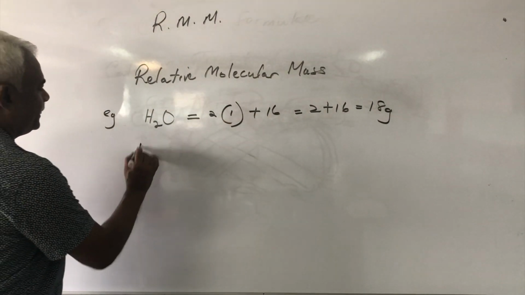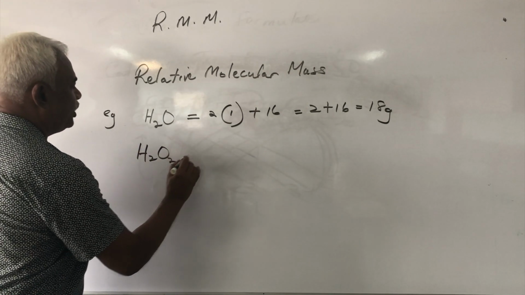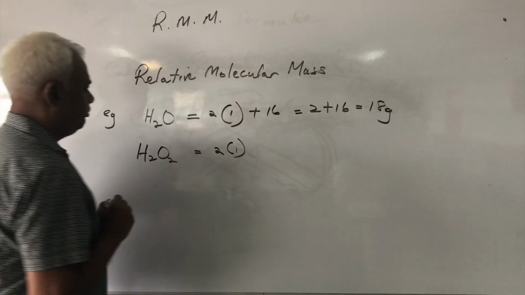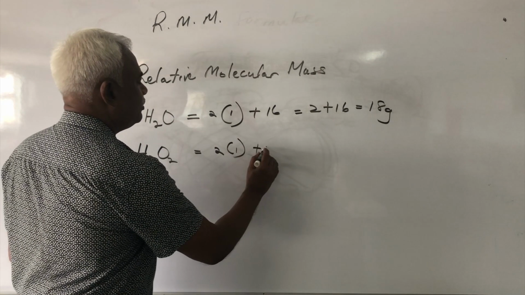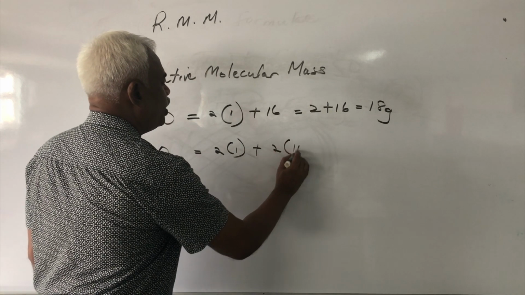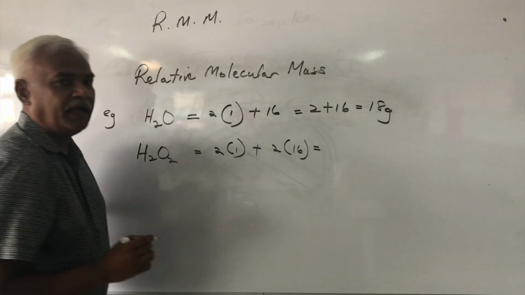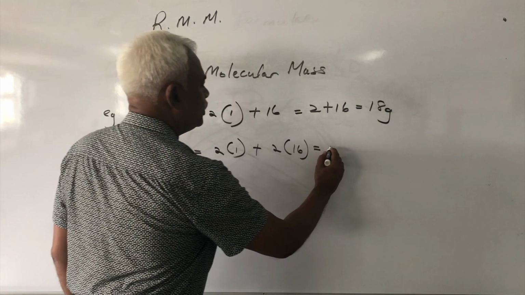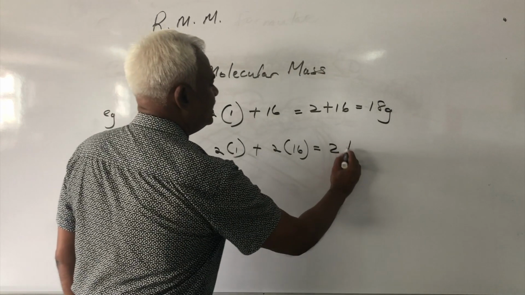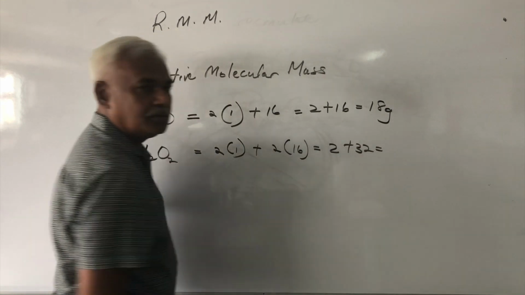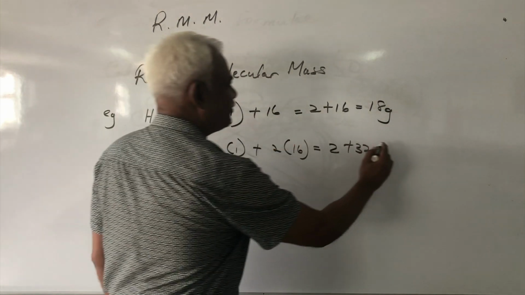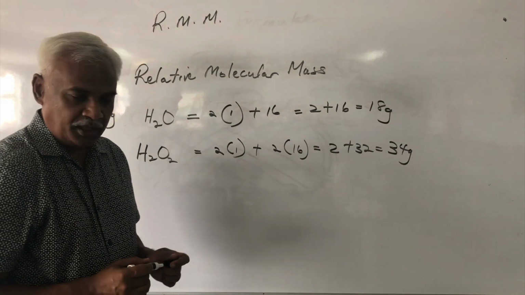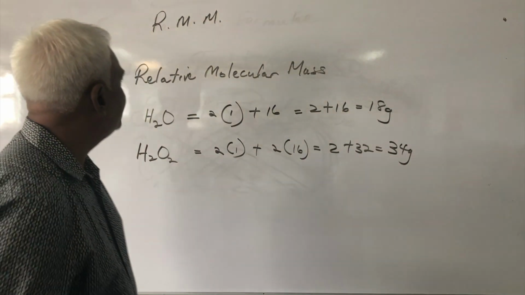Let's look at another one. Let's look at hydrogen peroxide. I have 2 atoms of hydrogen and 2 atoms of oxygen. 2 times 1 equals 2. 2 times 16 equals 32. Answer? Of course, 34 grams. Now, let's continue with some other examples.